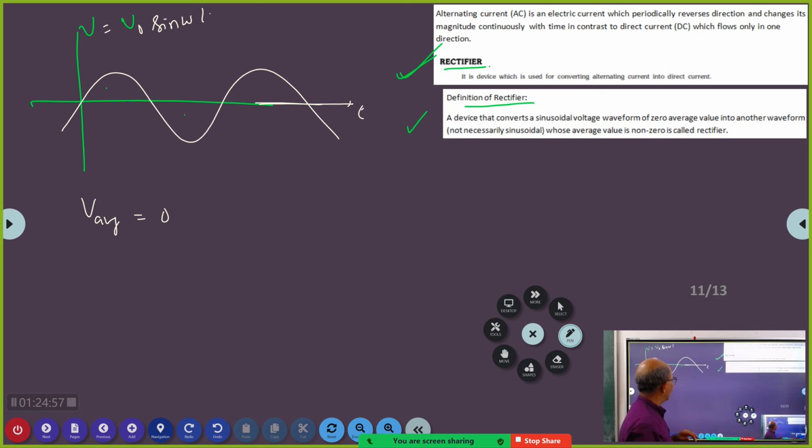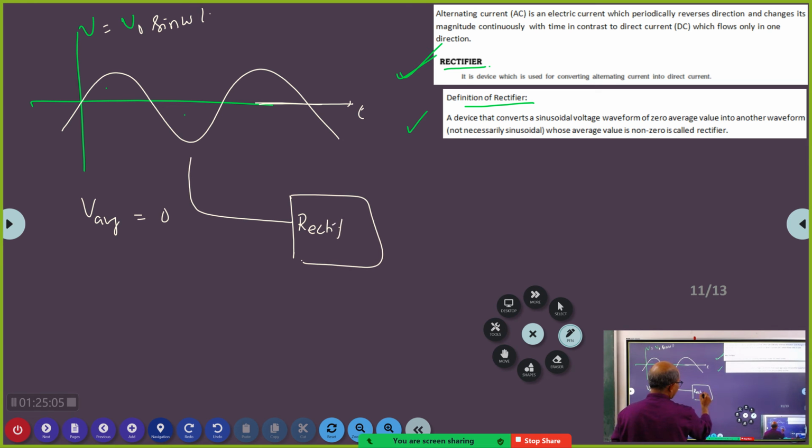Now, if I pass this through a device called a rectifier, then at the output I am going to get a waveform which is not necessarily sinusoidal. It can be any other shape, or it can also be sinusoidal, but its average value is non-zero. That is called a rectifier.